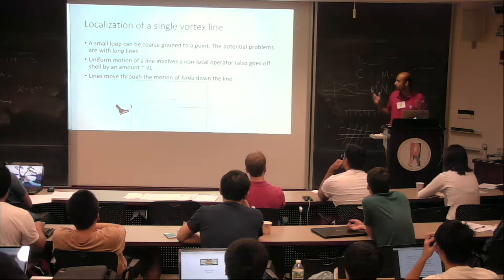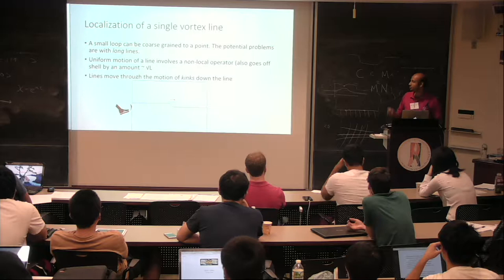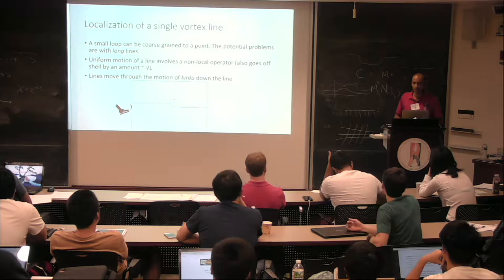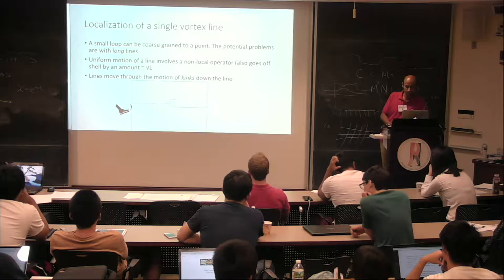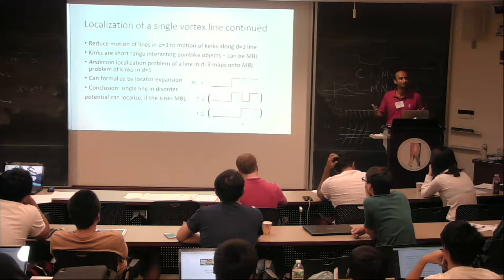The way they would actually move is you make a little kink in the vortex, and you sweep the kink down the line, and now you've moved the whole vortex across. So the motion of vortices can be turned into the motion of kinks down the vortex line. And now that you've done this, kinks are interacting point-like objects. So now we're back on familiar ground, and we can start to use standard locator type arguments.